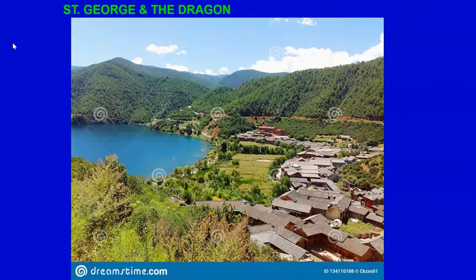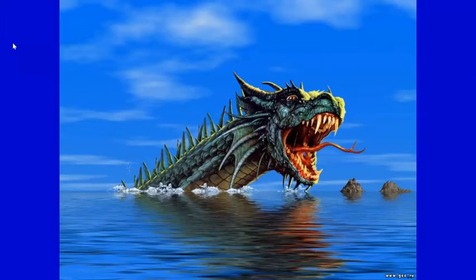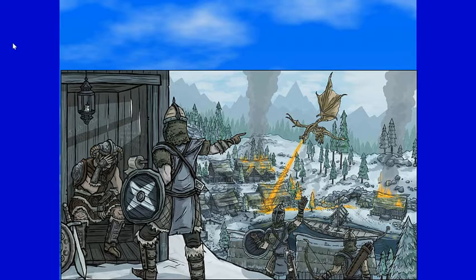The old man said there was a town close by that was next to a lake, and every day a dragon would come out of the lake and attack the town, killing people and destroying homes and structures. And so this was a very sad situation for the town.